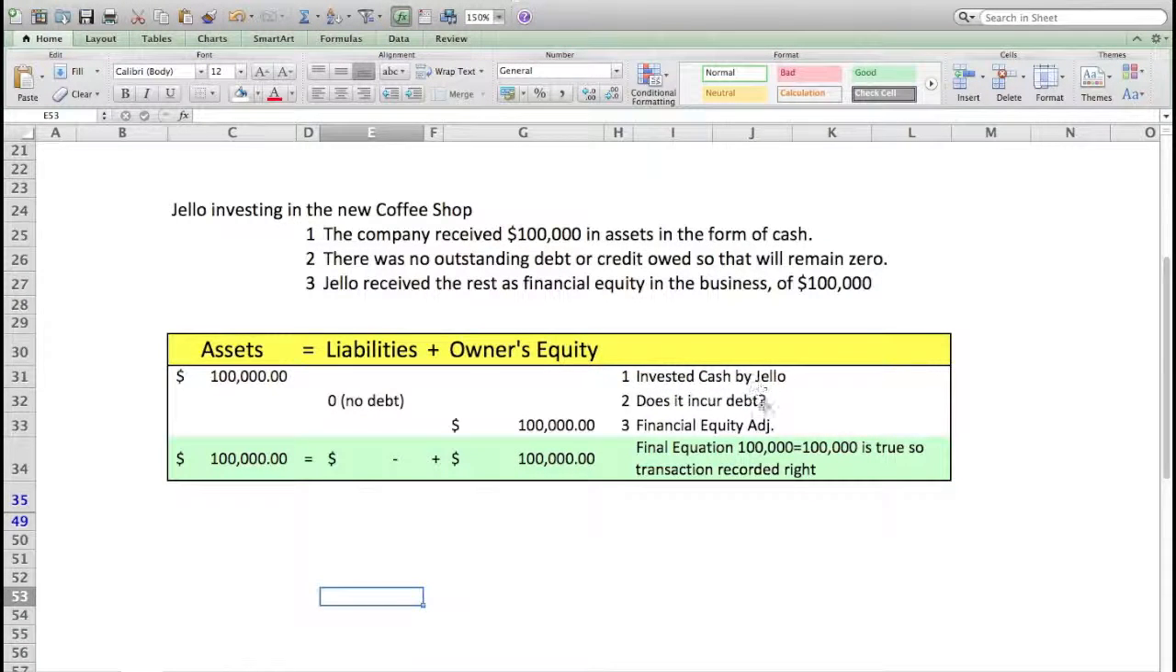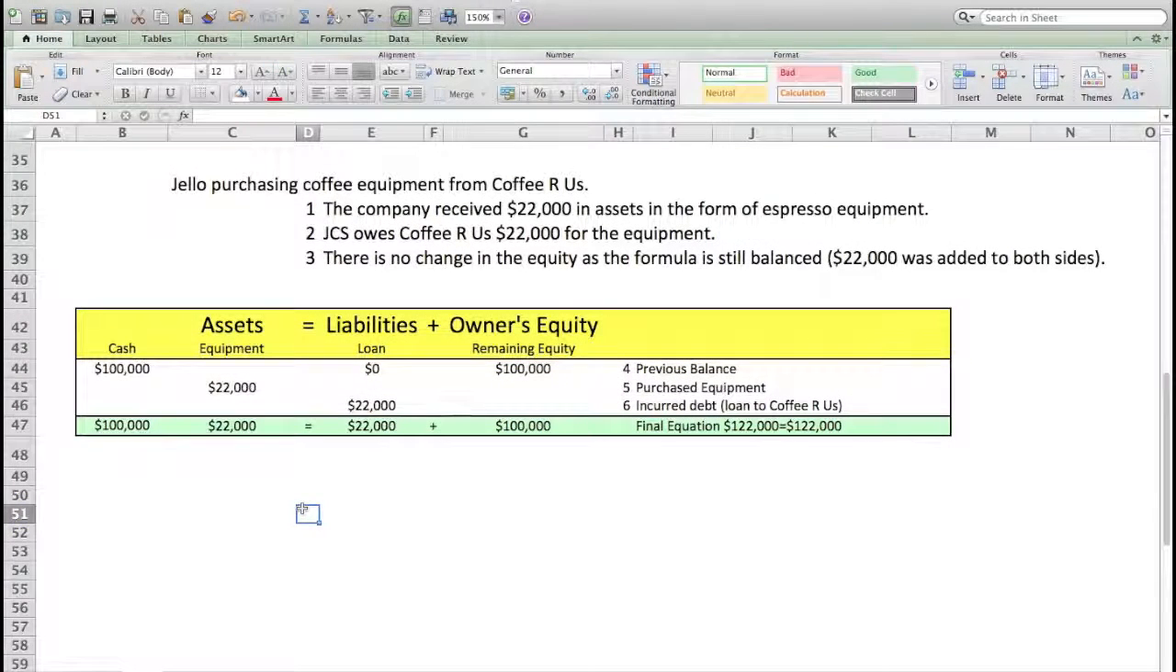So 1, invested cash by Jello. 2, does it incur debt? No. 3, financial equity adjustment. You just go over to the equity and increase that if it needs to be adjusted to match. So the final equation, $100,000 equals $100,000, is true, so the transaction was recorded correctly. Now we'll move on to the next transaction.